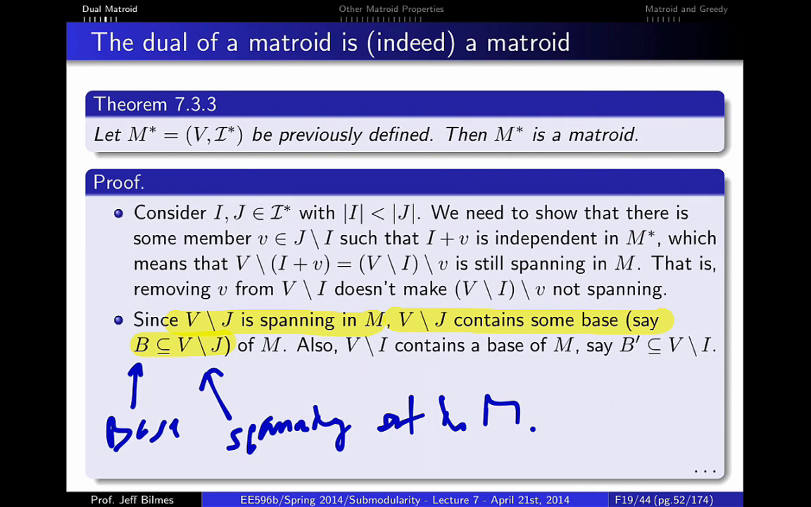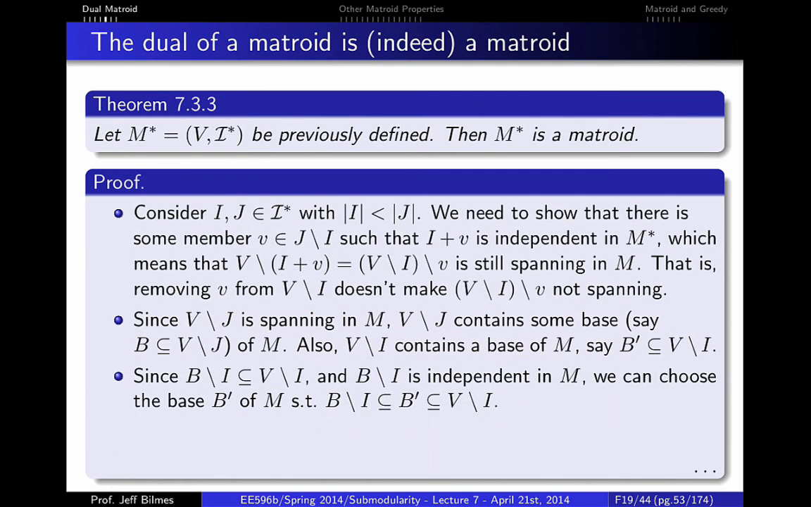And since I is also independent, we know that V except for I is spanning in the primal, and so therefore it also contains a base, and let's just call it B prime. So B is the base in the spanning set V except for J in the primal, and B prime is the base in the spanning set V except for I in the primal.